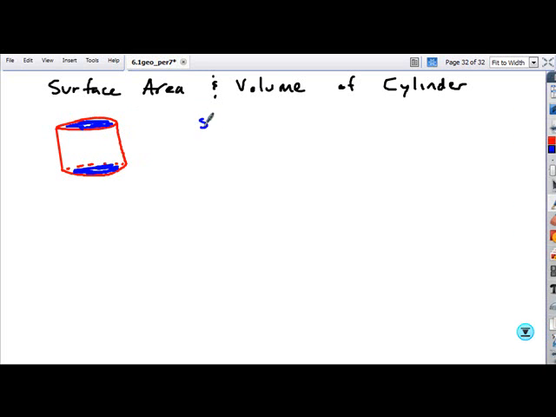Okay, and so the surface area for a cylinder is going to be the exact same thing. It's going to be twice the base plus the perimeter times the height of the solid. Okay, there's no difference between the formulas for surface area and volume in dealing with cylinders and prisms.